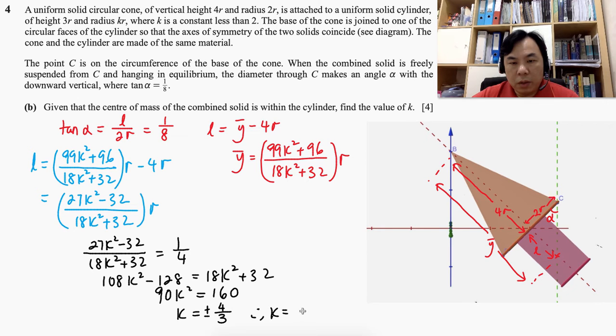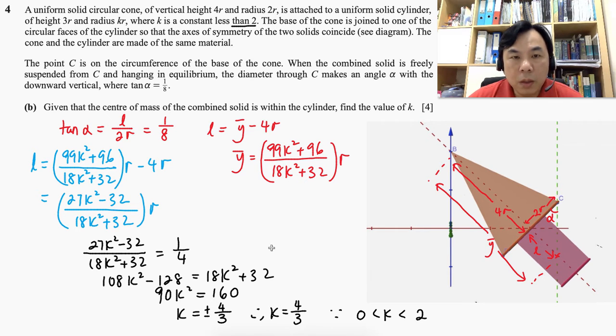Therefore, we conclude that our k is equal to 4 over 3, because it must be greater than 0, but we know that k must be less than 2, as also given. Let me finalize this. So k is equal to 4 over 3, because k must be greater than 0 but less than 2 according to the statement here, right? So I hope that is clear. That's how we obtain the value of k using all the results that we have obtained so far.